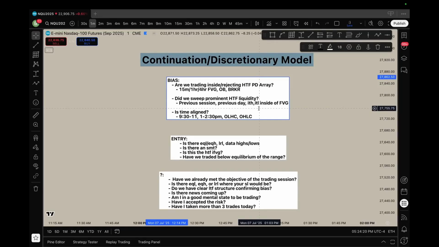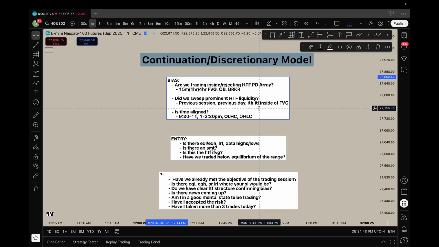Now, do we sweep from that higher time frame liquidity? What that's going to look like is going to be previous session, previous day. So previous session liquidity is going to be London highs, London lows. Those are going to be your key levels. Asia highs, Asia lows. Previous day also is going to be your key level. Previous day high, previous day low. And then intermediate high, intermediate low inside of a fair value gap, right?